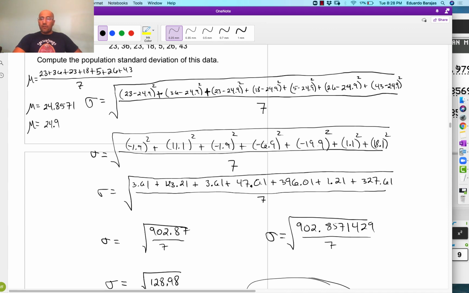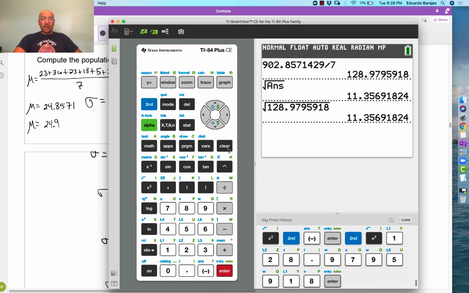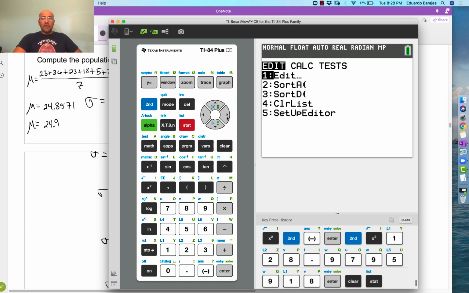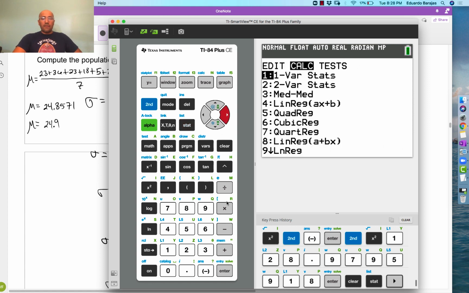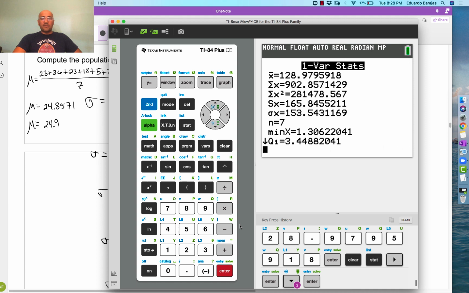Okay, well, some of you might have already noticed that back when I did this, let's go back to stat, calculate, and then we do one variable stats, L3. Remember, I wanted to find the sum of all the values in L3. Enter, enter. This is how I got the 902.85. I did that to find the sum of all the entries into list 3.